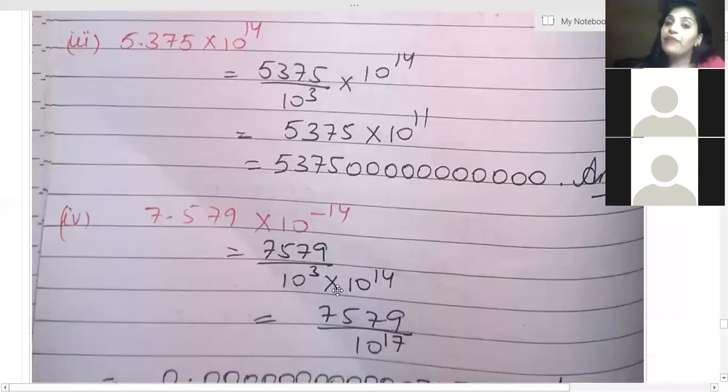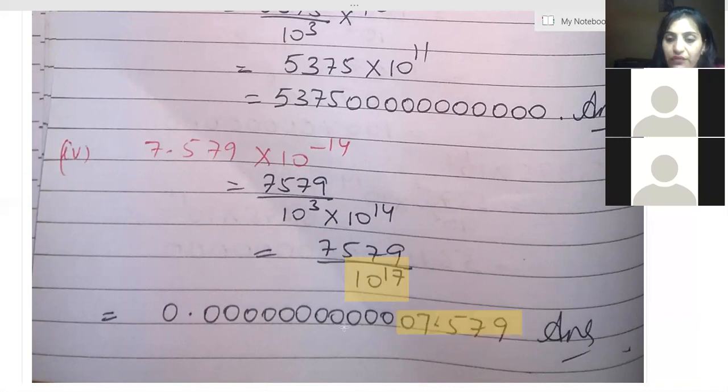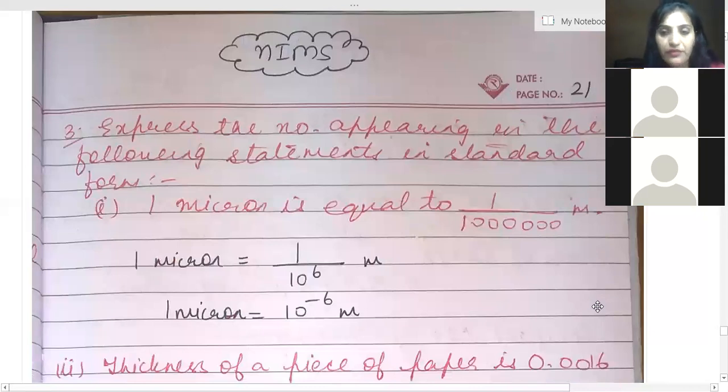Now 7.579 into 10 to the power minus 14. Okay, when minus 14 has come, that means all these zeros will come after the decimal. So I'm taking it to the denominator and I have got 10 to the power 17. So there is no decimal. I'll just count the numbers from here. 1, 2, 3, 4, 5, 6, 7, 8, 9, 10, 11, 12, 13, 14, 15, 16, 17. So this is my 17 numbers. Okay. Yes, ma'am.